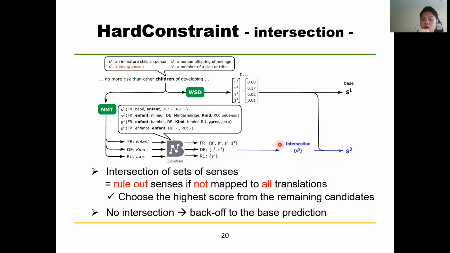From the remaining sense candidates, we choose the one with the highest score based on the base WSD system to make the final prediction. In the ideal case, we get only one sense remaining after the intersection, so it will be the prediction. If we have an empty intersection, then we cannot use translation information correctly, so we just back off to the base prediction.